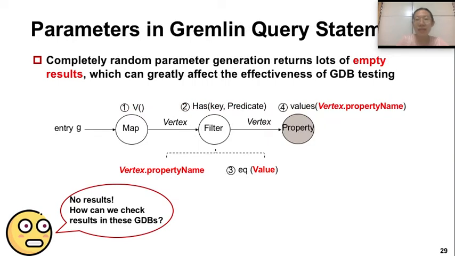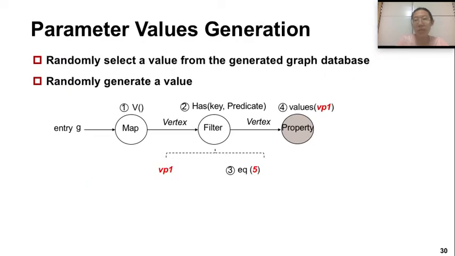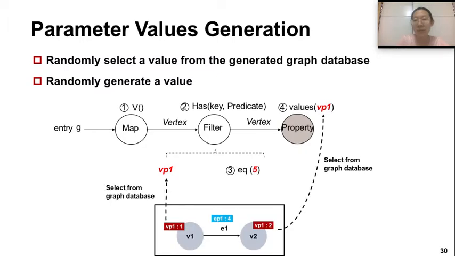You may find that there are many parameters in Gremlin query statements. Completely random parameter generation may return lots of empty results, which can greatly affect the effectiveness of GDB testing. To avoid this, two strategies are proposed for parameter generation to increase the probability of returning a non-empty result. On the one hand, we randomly select property name or value from the generated graph database. On the other hand, we generate a random value. We randomly use these two strategies.